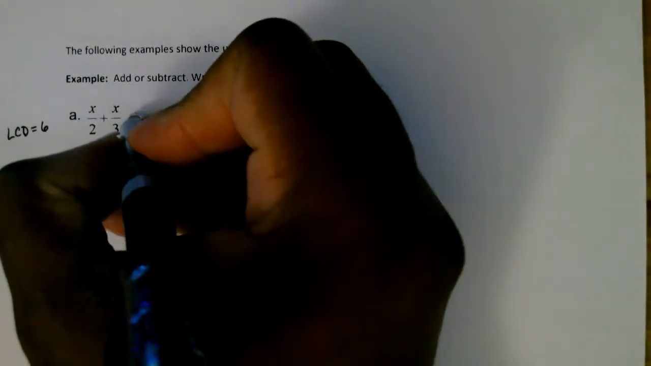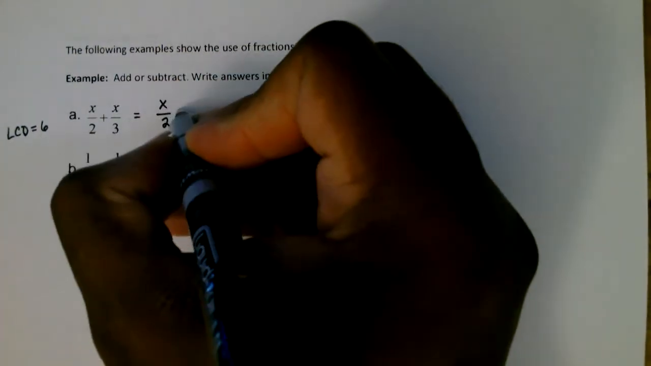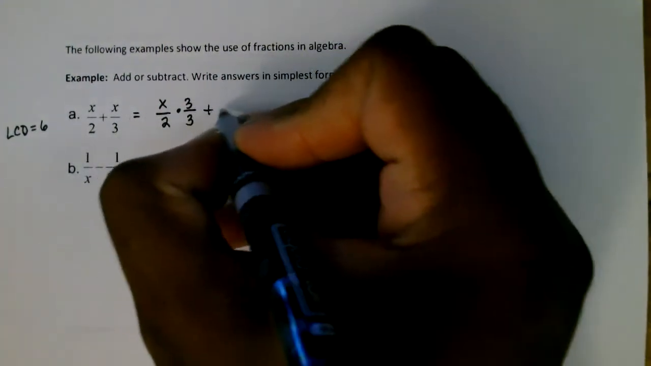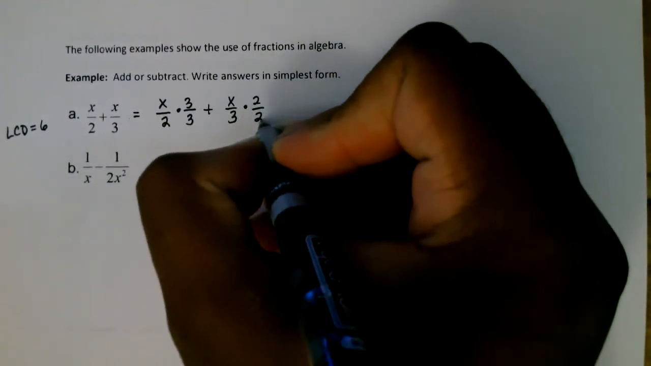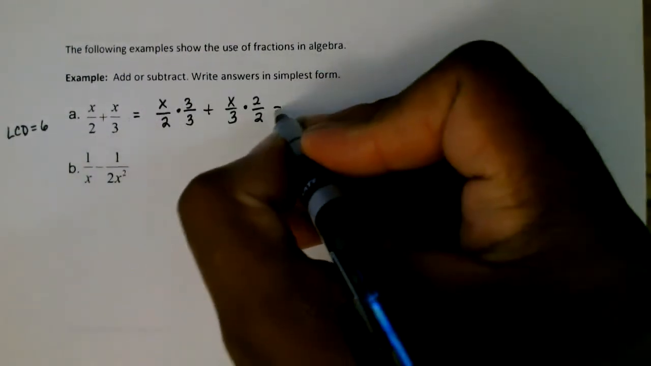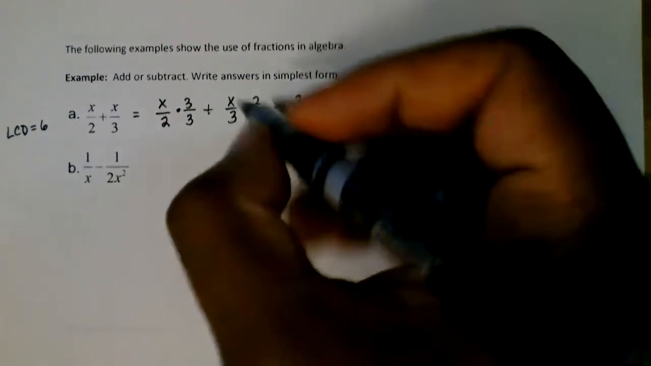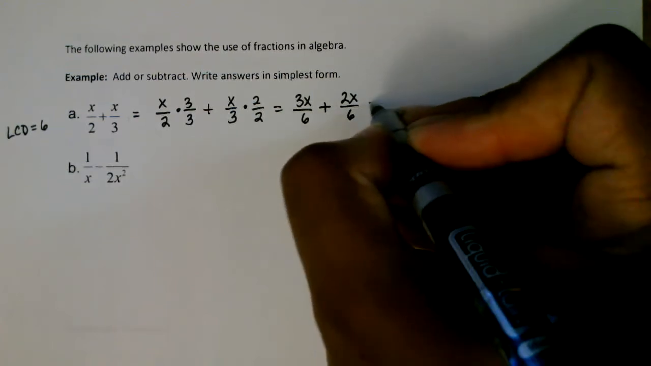So now for the x over 2, if I want that denominator to be 6, I need to multiply the numerator and the denominator by 3. And for the x over 3, if I want that denominator to be 6, I need to multiply the numerator and the denominator by 2. So for this one, x times 3, that will be 3x over 2 times 3, which is 6, plus 2 times x, that's 2x, over 3 times 2, which is 6.